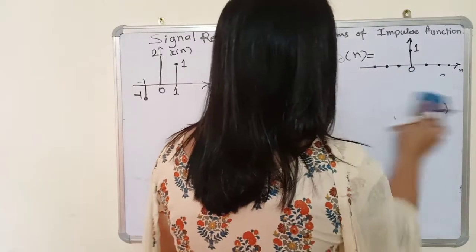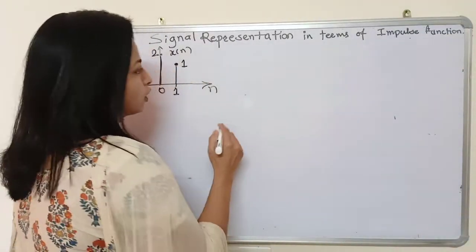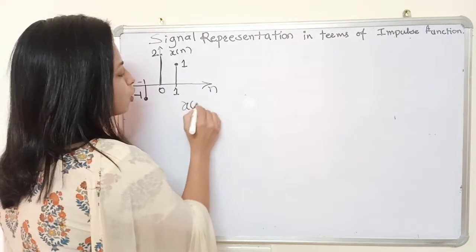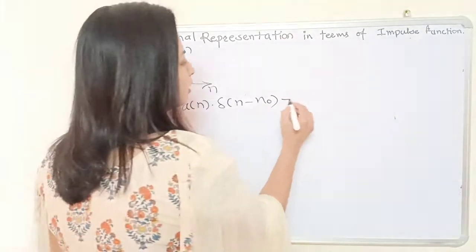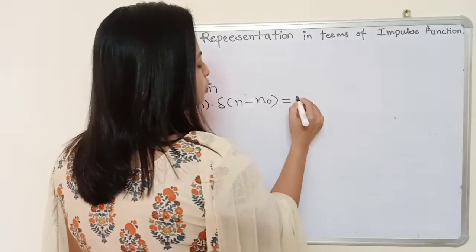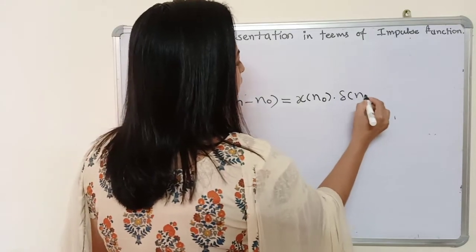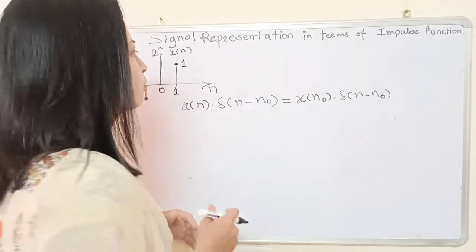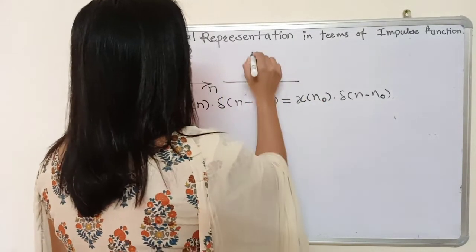For that we have to use the multiplication property of the impulse function. That property says that if we multiply a signal x of n with del of n minus n0, then we get the amplitude which is present at n0. So it is x of n0 into del of n minus n0. This is the sampling property or multiplication property of the impulse function, and we are going to use it here.